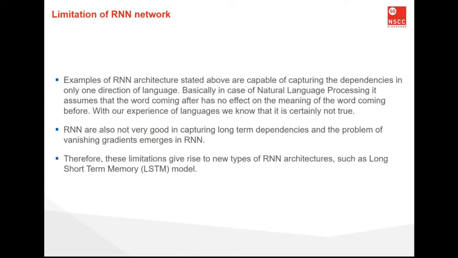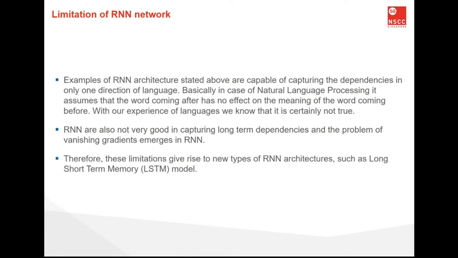Secondly, RNNs are also not very good at capturing long-term dependencies, and the problem of vanishing gradient emerges in RNNs. The reason why this happens is that it is hard to capture long-range dependencies as a result of the multiplicative gradient that can be exponentially decreasing or increasing with respect to the number of layers. So, if the sequence gets too long, the model may train with vanishing weights or exploding weights.